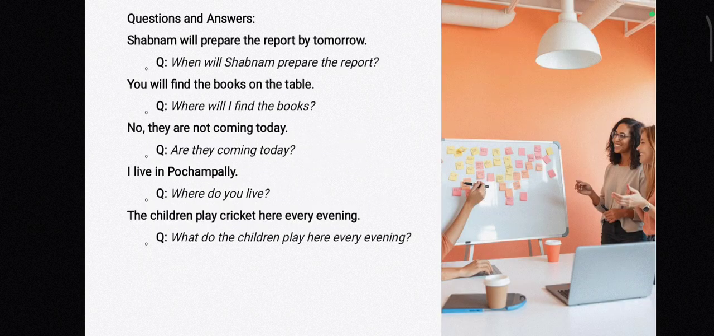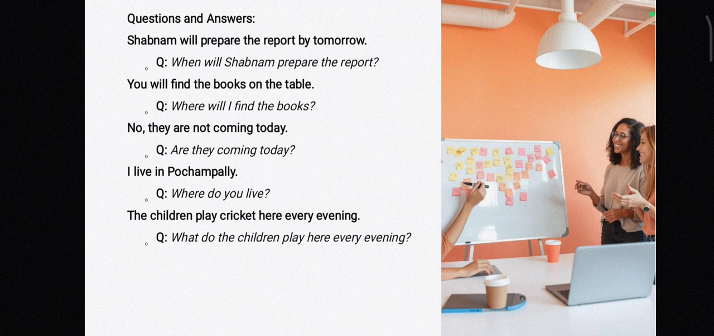Now here you have some questions from your exercise. You will be given a sentence and for that you need to frame questions. Shabnam will prepare the report by tomorrow. Look at this sentence and search for the auxiliary verb. Auxiliary verb is the helping verb. If you look at this sentence, verbs are will prepare. Main verb is prepare and the helping verb is will. What are they talking about in this sentence? They are talking about when they are going to prepare this report. So, when will Shabnam prepare the report?